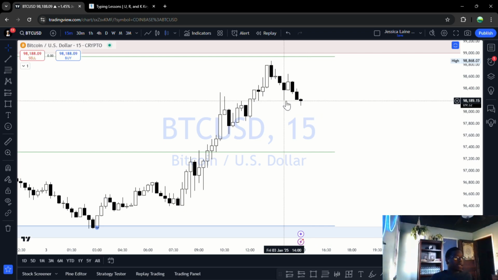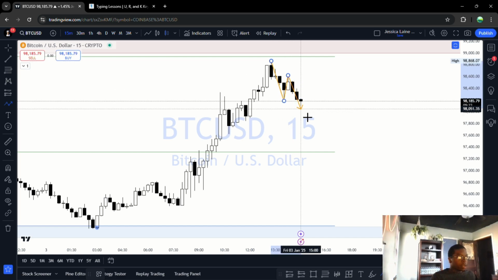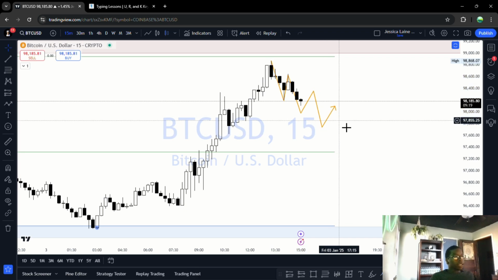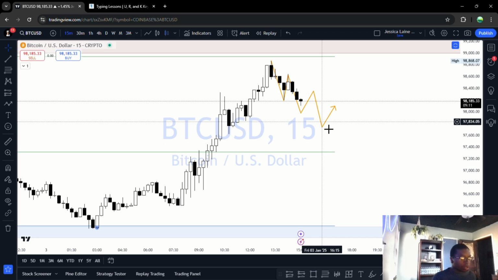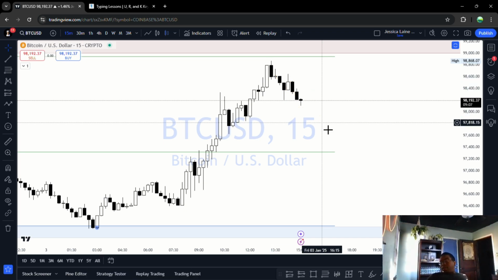If we're constantly seeing a break of structure, if we're seeing this right here, here, here, here, here, here, here, here, if we're constantly seeing that on our 15-minute, we can easily say, okay, our 4-hour is going to continue to sell. So those are the things that you can look for on a lower time frame, just to confirm what you're seeing on the higher time frame.